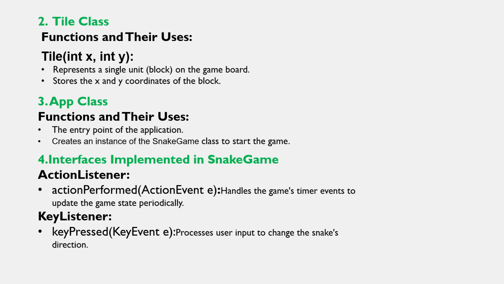ActionListener contains the actionPerformed method. It handles the game's timer event to update the game state periodically. And KeyListener's keyPressed takes a key event e and processes user input to change the snake's direction.